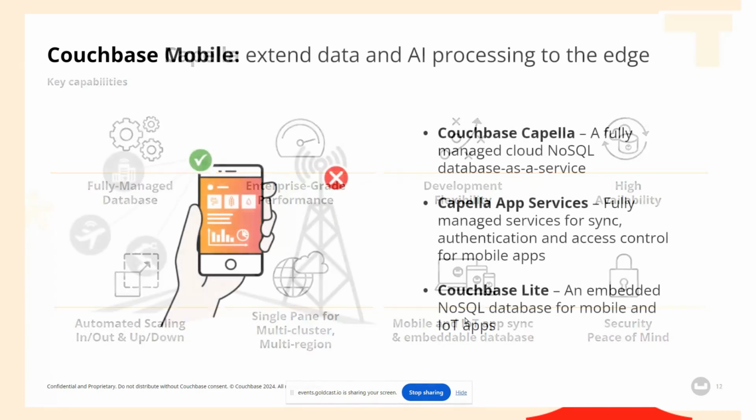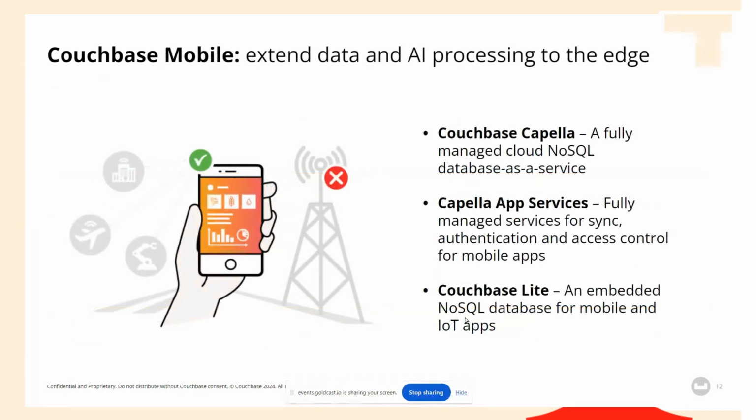In fact, on that last point, we support edge architectures and mobile and IoT applications with Couchbase Mobile, which is that combination I mentioned. The product stack is made of these three foundational components. Capella, which I just talked about, fully managed cloud NoSQL database as a service, and app services, fully managed back-end services for sync, authentication, and access control, and then Couchbase Lite. This is the embedded NoSQL database for mobile and IoT applications.